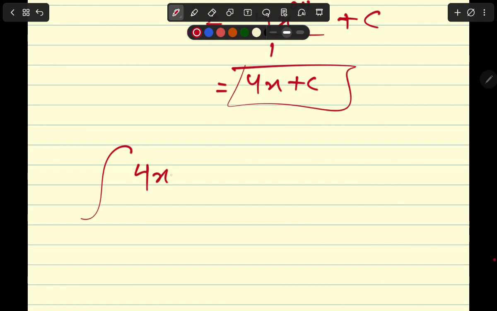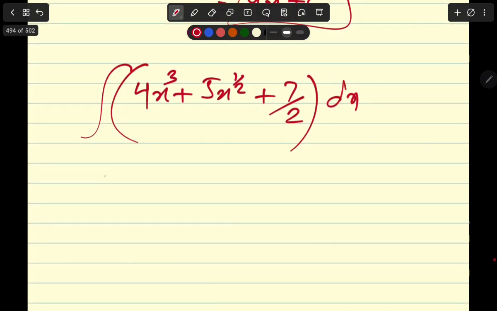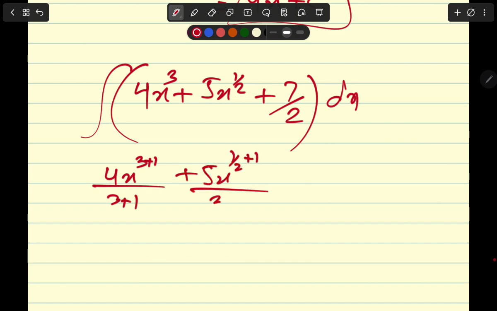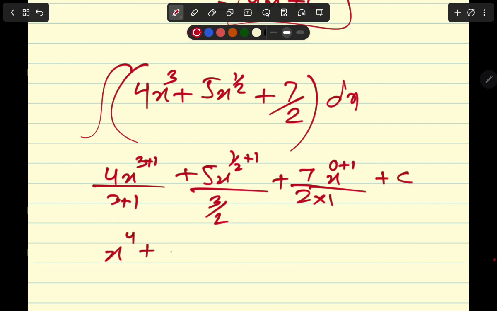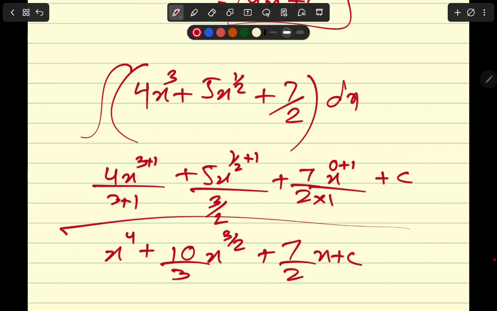Now, it is similar in the case of fractions and a lot of terms together. What if you are integrating 4x cubed plus 5x^(1/2) plus 7 upon 2 dx? So that's going to be equal to 4x^(3+1) upon 3 plus 1, plus 5x^(1/2+1) upon half plus 1, which is 3 upon 2, and plus 7 upon 2 x^(0+1) upon 0 plus 1, which is nothing but 1, and then a constant of integration. So this is going to become x to the power of 4 plus 10 upon 3 x to the power of 3 upon 2 plus 7 upon 2 x and a constant of integration.